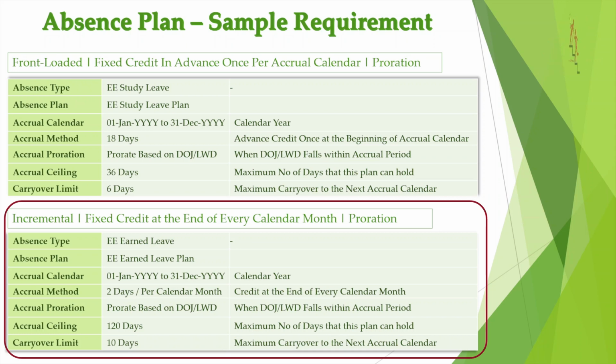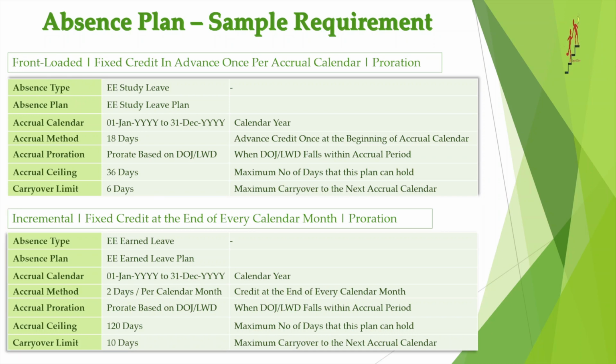This plan requires proration based on hire date and/or termination date. Accrual ceiling will be 120 days and the maximum carryover will be 10 days. The major difference between these two plans is the credit method. In the first plan, we are making the full credit in advance, and in the second plan, the credit happens at the end of every month. I hope we are pretty clear on the requirements now.